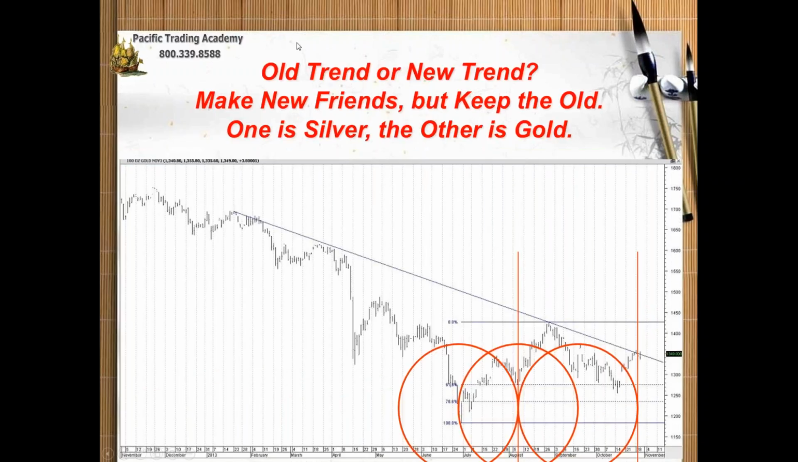Another, okay, old trend or new trend. Make new friends, keep the old. One is silver, one is gold. I just remember that. Thought it would be an old nursery school rhyme.